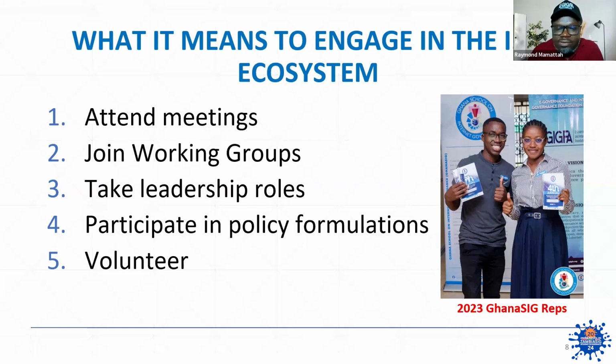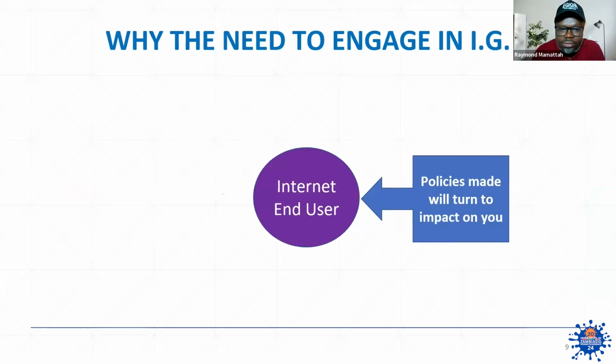We'll see why then. So why is that ecosystem important? One of the first things that I always mention is that whether you engage or not, as an internet end user, policy will tend to have an impact on you. So if you sit down and consent and policies are made, bear in mind that it will have impact on you. So it is better to be part of that policy formulation rather than to sit idle and let that policy come to have impact. So for instance, presently, there's an ongoing discussion on how domain transfers can be done.